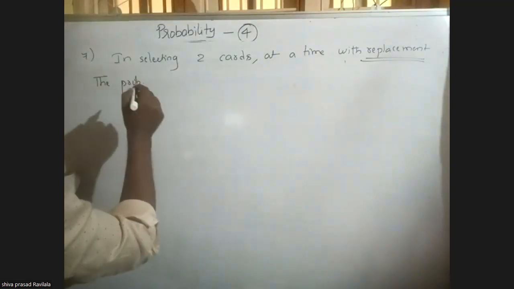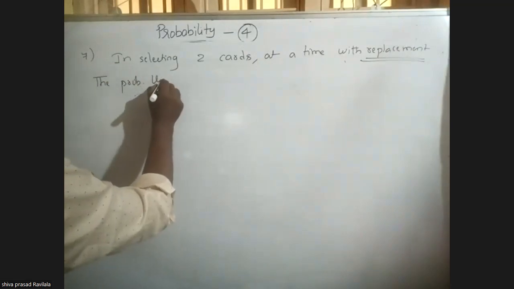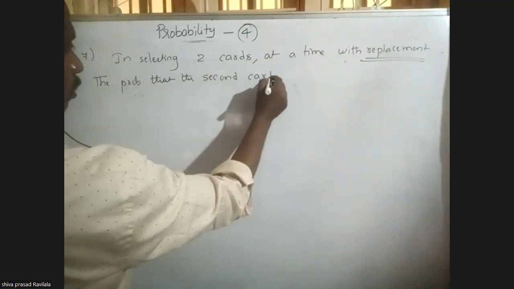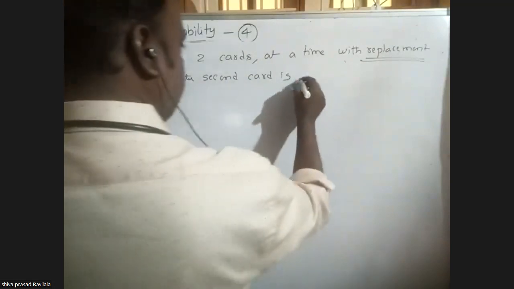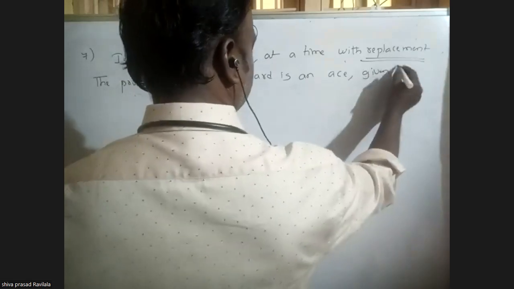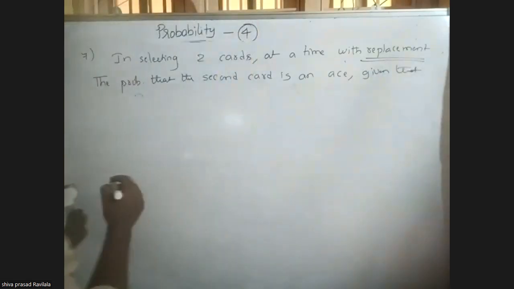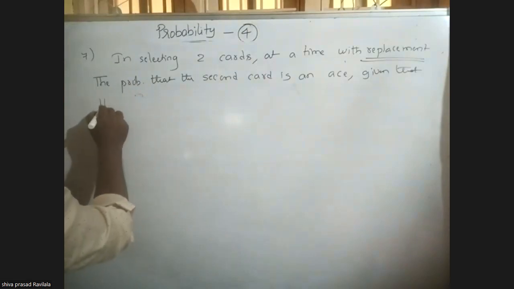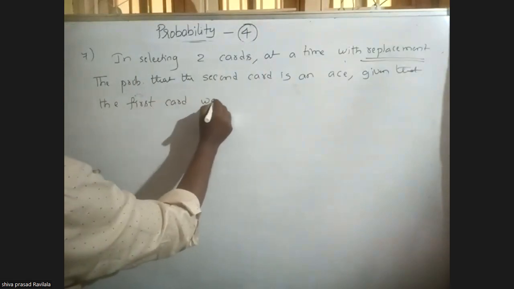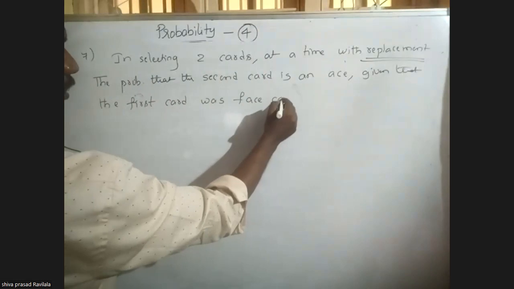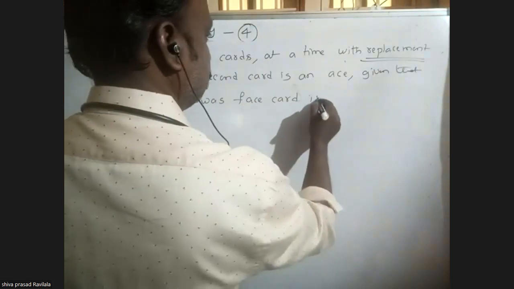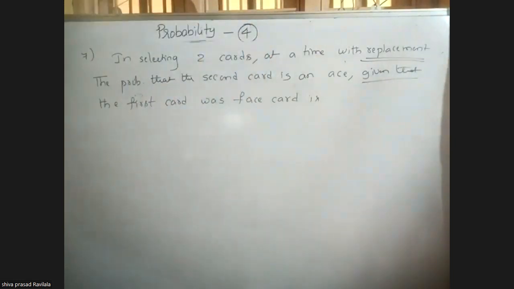The probability that the second card is an ace card, given that the first card was a face card. Simple question. Can anybody answer? The first card was a face card. Given that condition means conditional probability is there.